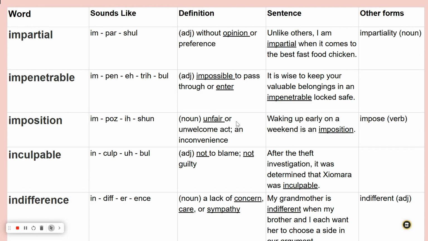It's kind of a lot like impartial. But think of impartial a little bit more like it's not something that's going to be super emotional, but indifference would be you're responding almost uncaring in a situation where maybe other people would have or show their feelings. My grandmother is indifferent when my brother and I each want her to choose a side in our argument. So bringing grandma into that makes this personal, but grandma trying to stay out of it shows her indifference, or she is indifferent.